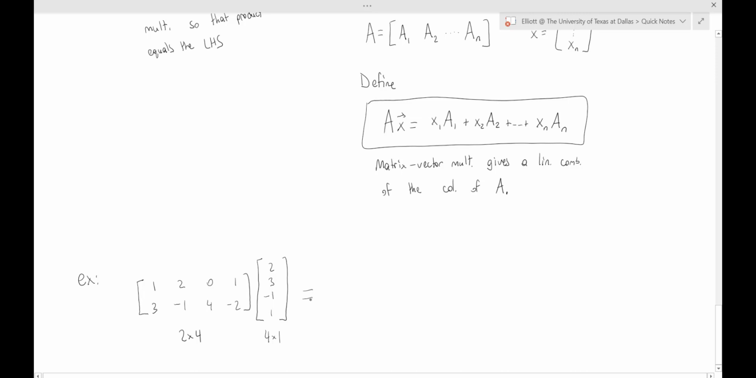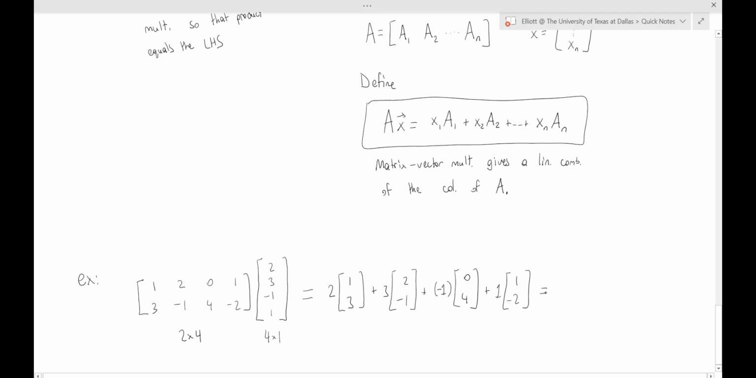remember the result is a combination of the columns of the matrix. The scalar multiples of the columns come from the components of x. So I've got x1 times the first column. This is x2 times the second column. So then we'd have plus x3 times the third column. And then finally plus x4 times the fourth column of our matrix.